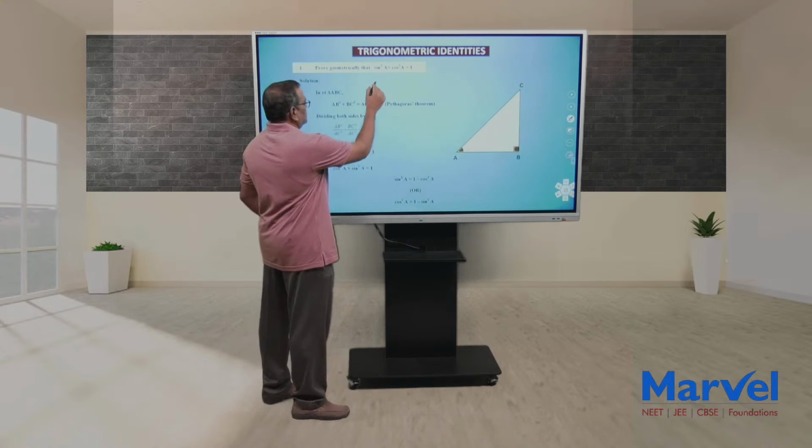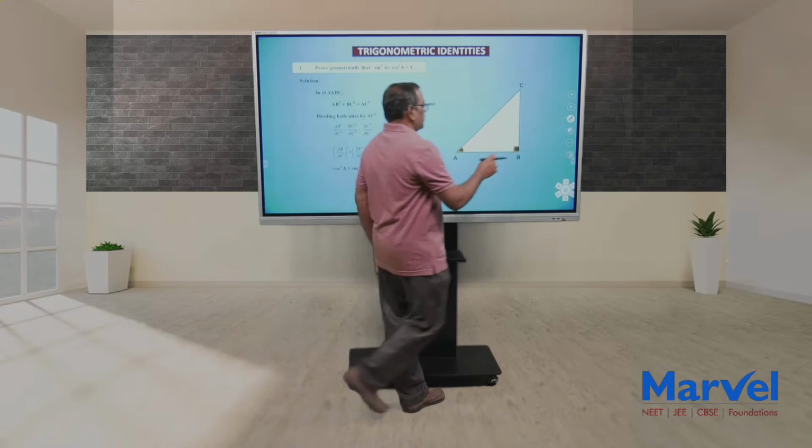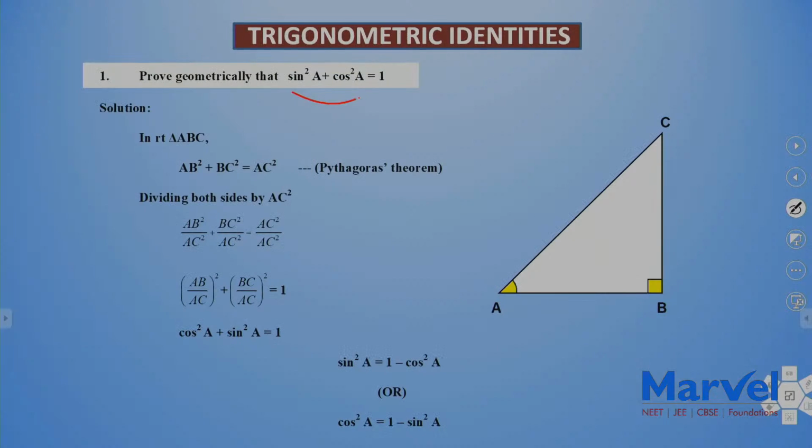Prove geometrically sin square A plus cos square A equal to 1. Draw one right triangle, the right angle at B, with angle A. By Pythagoras theorem, AB square plus BC square equal to AC square. Dividing both sides by AC square, this is very important: AB square by AC square, BC square by AC square, and AC square by AC square, and this becomes 1.